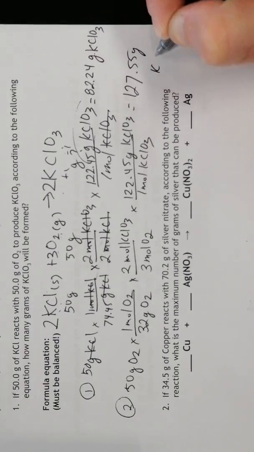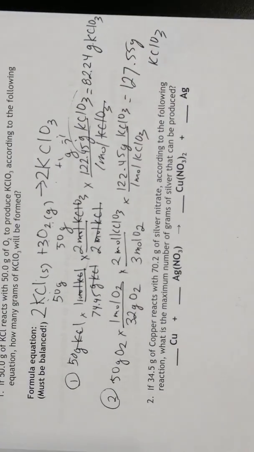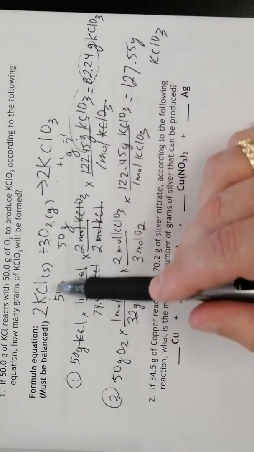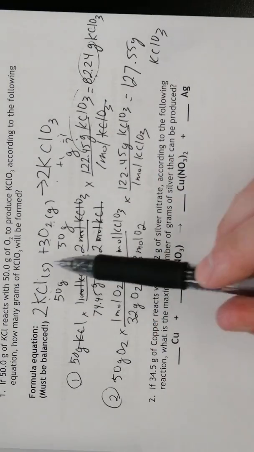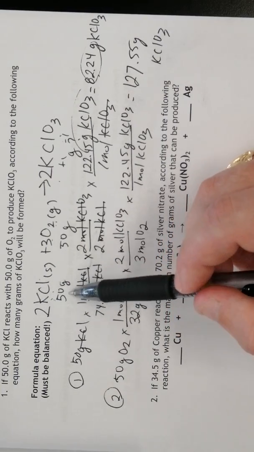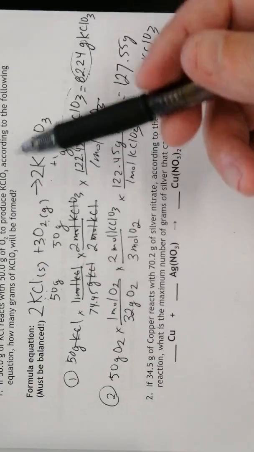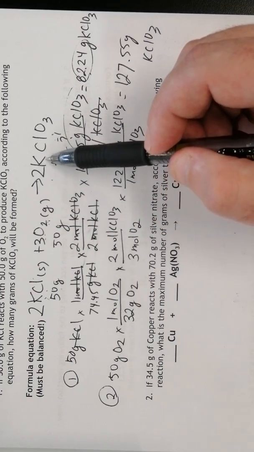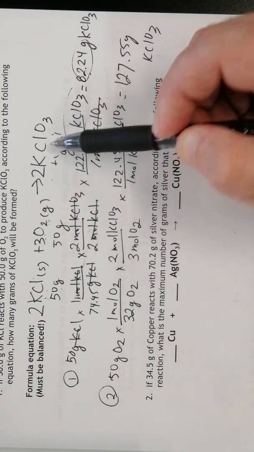That gives me 127.55 grams KClO3. So, what is the amount that we can make? Well, it's the amount that's the least amount. That's the maximum amount. These things are going to react together. What this tells you is that the KCl in this equation is going to get used up first. Once it's gone, there's going to be some oxygen that's left. But that's also going to determine how much potassium chlorate can be made.